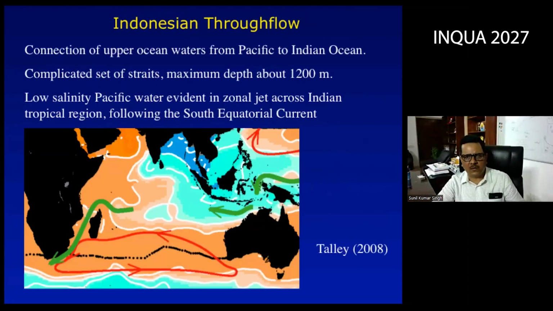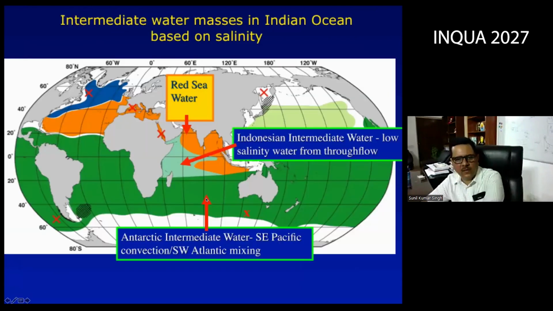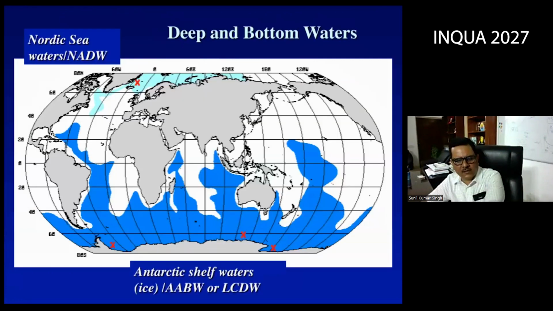So these are some of the water masses, like this Indonesian throughflow, which is coming from the Pacific here. You can see it is occupying a significant part of the Indian Ocean, Bay of Bengal and all. And then we have Red Sea water, which is spreading into the Arabian Sea, and deep water, this Antarctic bottom and North Atlantic deep water, which is filling the Indian Ocean.